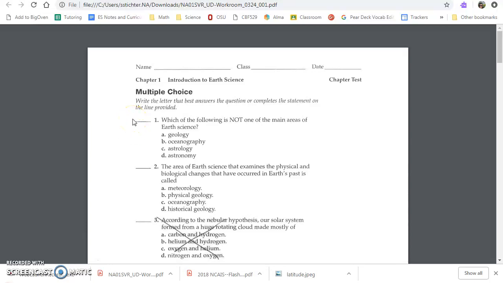Okay, here we go. Your science test, Introduction to Earth Science. Number 1. Which of the following is not one of the main areas of Earth science? Geology, oceanography, astrology, astronomy.